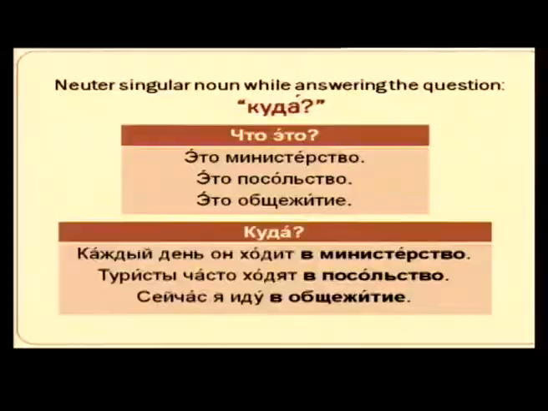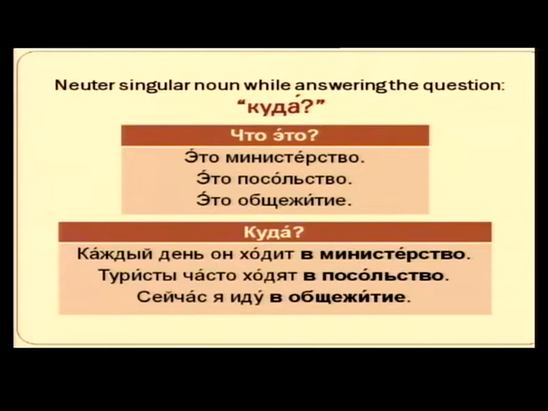Каждый день он ходит в министерство. Here we have used каждый, that is why we are using ходить in its conjugated form. Он ходит в министерство. We have used the preposition в with министерство, and there is no change in the word министерство. It remains the same. Then we have used часто again in the second sentence, where туристы is plural, that is why ходить has been used in its plural form. Туристы часто ходят в посольство. Посольство remains the same. We have used it with the preposition в.